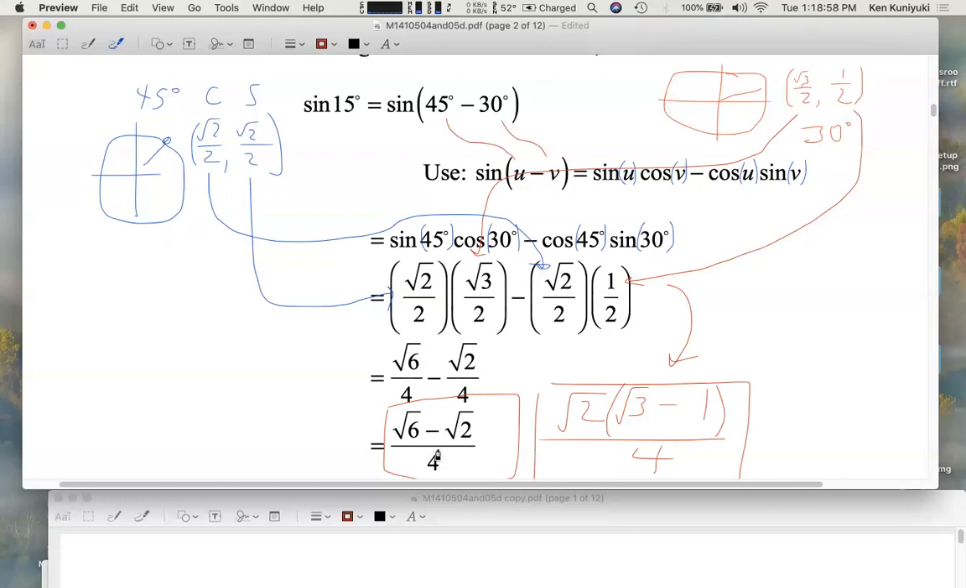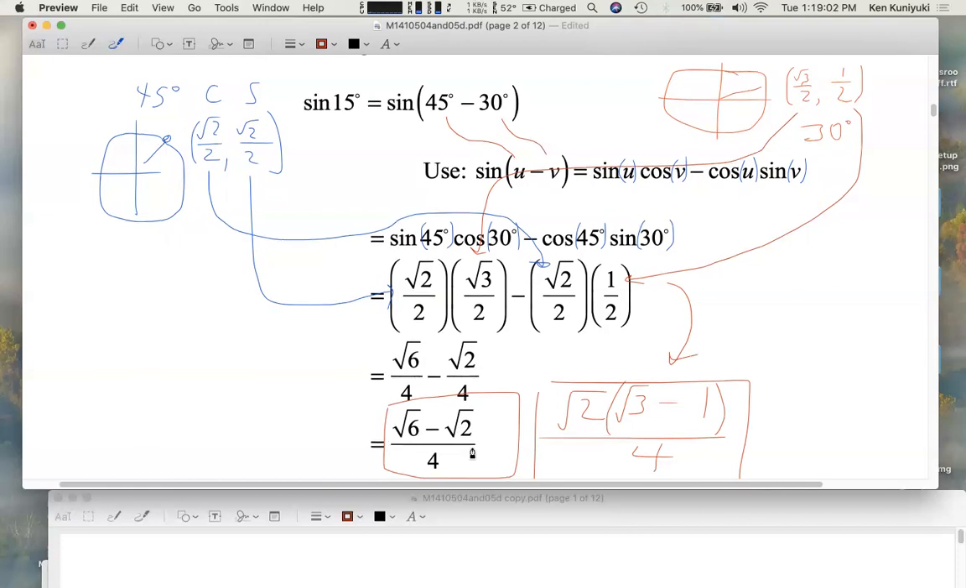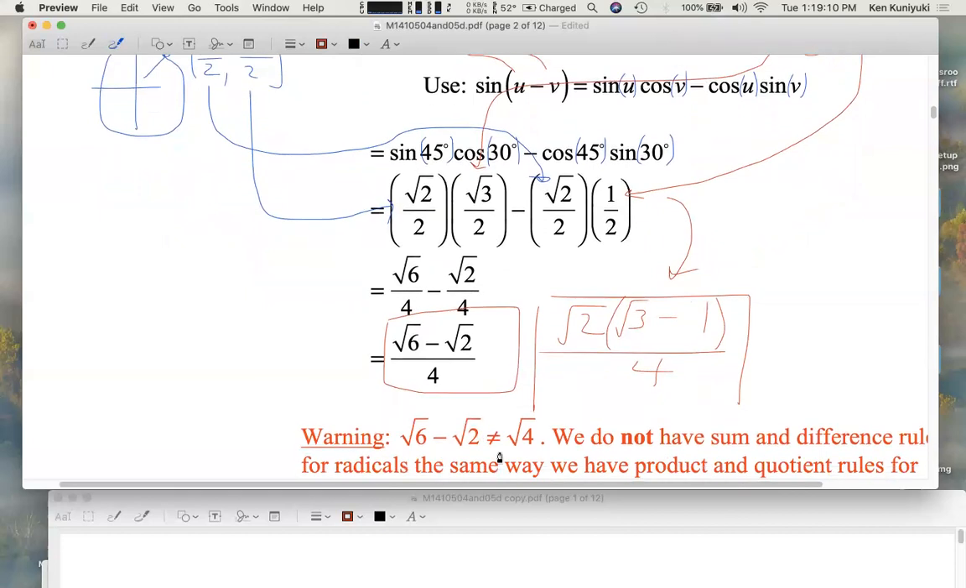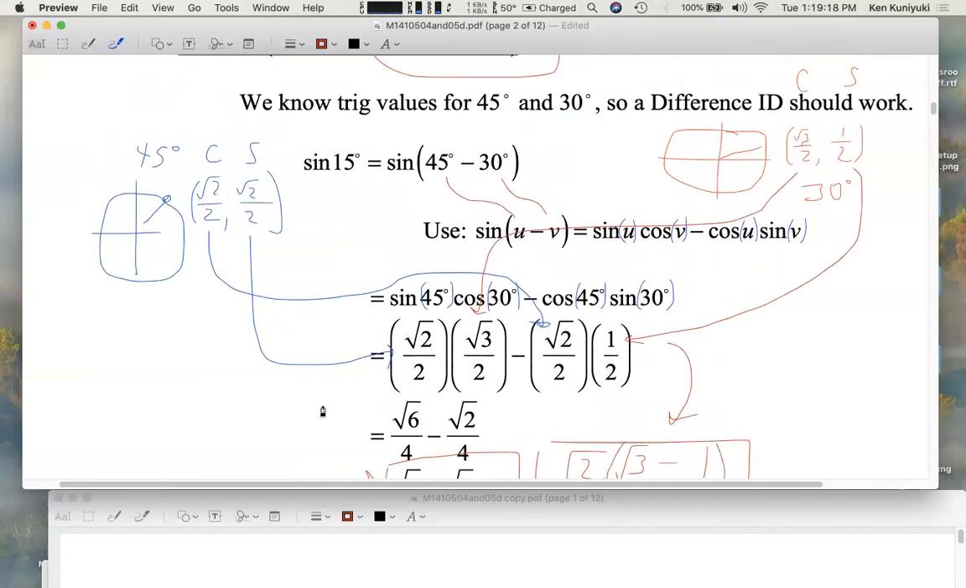And if you have a calculator, you can do a decimal approximation for that. On some exams, you might be asked to give both an exact form and an approximation. Okay, do not go any further. Remember, root 6 minus root 2 is not root 4. So that's one way of getting an exact form, the exact value for sine of 15 degrees.